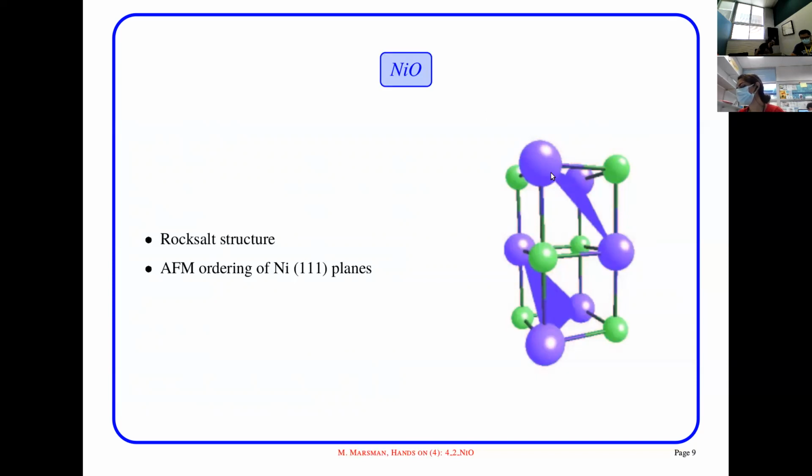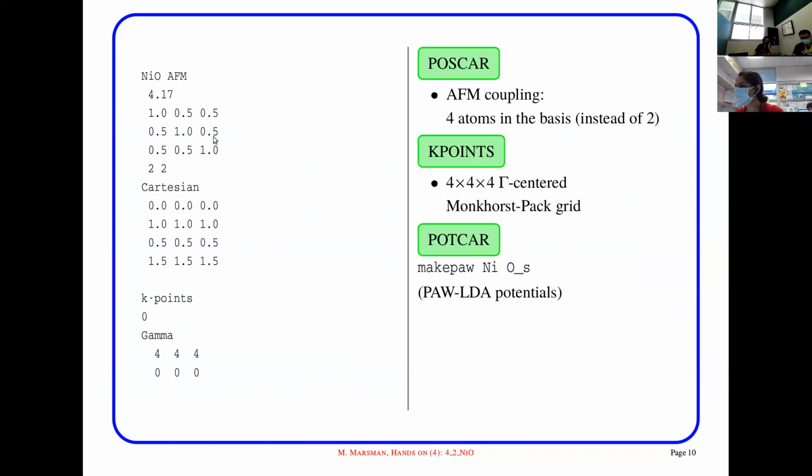That is what we already mentioned before. So the nickel oxide has a rock salt structure with antiferromagnetic ordering. Here you have the lattice vectors. Here you see that it is positive because you have the lattice vectors. You have 4 atoms because you have 2 nickel and 2 oxygen. You have the 4 positions of these 4 atoms.